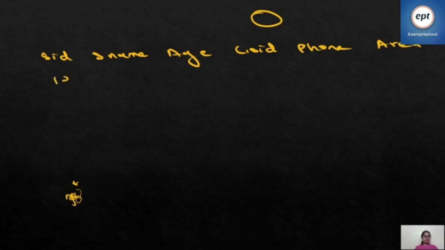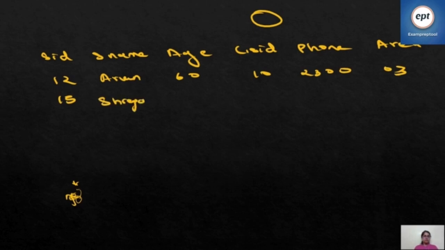So first we will take 12, Arun, age will be 60, CID will be 10, and the rest of the information we have to copy from the table itself. Then second CID will be 15, it will be Shreya. You can see the two tables and simply write this. Only thing you have to be careful about in union is you don't have to write the duplicate rows. Two identical rows you have to consider as one and write. Eliminate the duplicates in union.